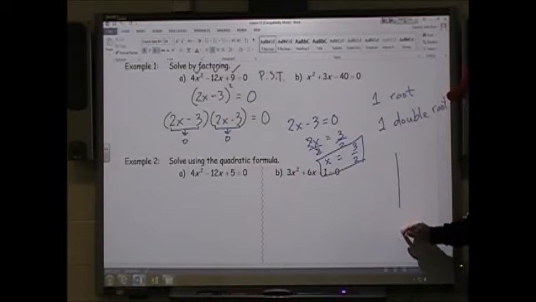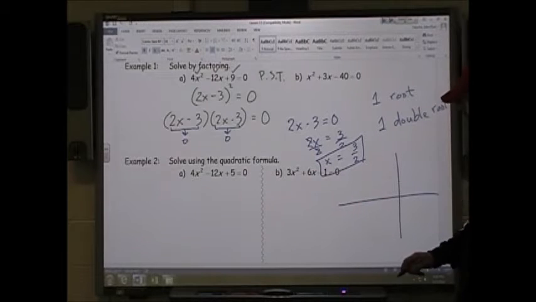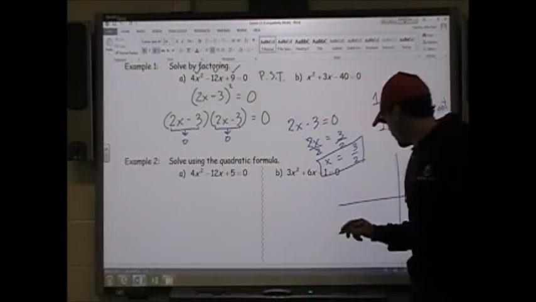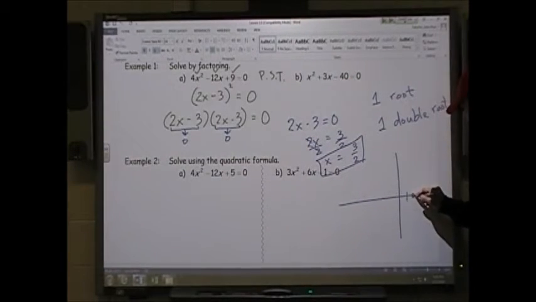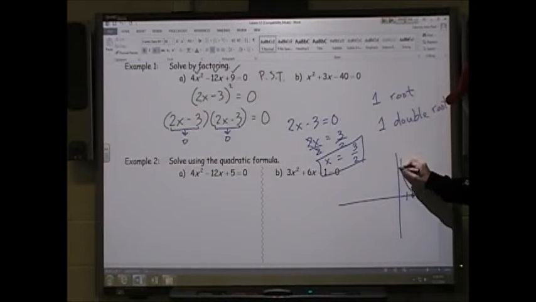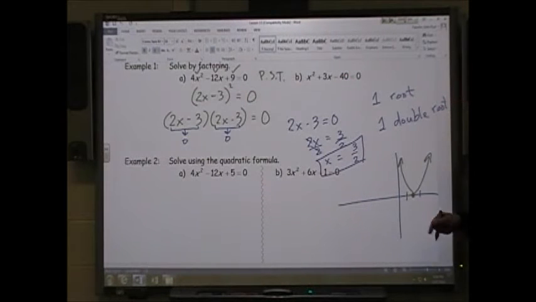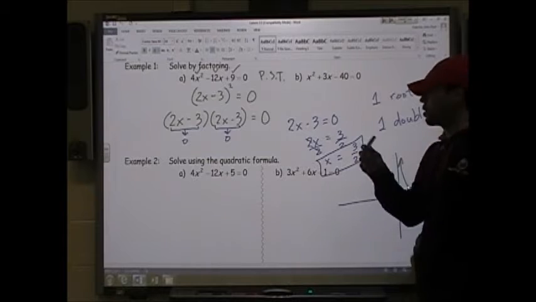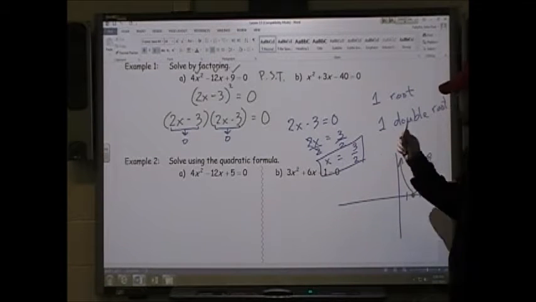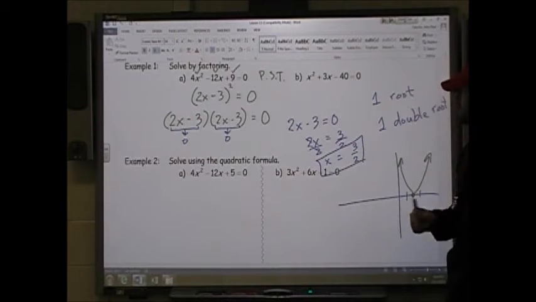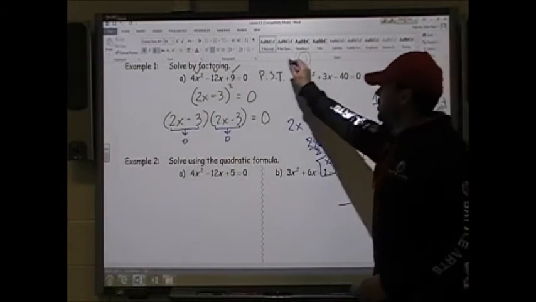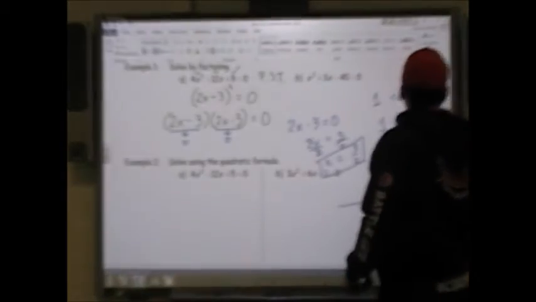Well, it means that at this number, 1.5, so here's 1, here's 2, at that number 1.5, there's only one x-intercept. This opens up because the a value is 4. So guess what? All that means is that the vertex is the x-intercept. So if you actually graph that, that's what it would look like, something like this. So there's only one answer, and the answer is 3 halves, or 1.5. Okay, so let's take a look at question B.